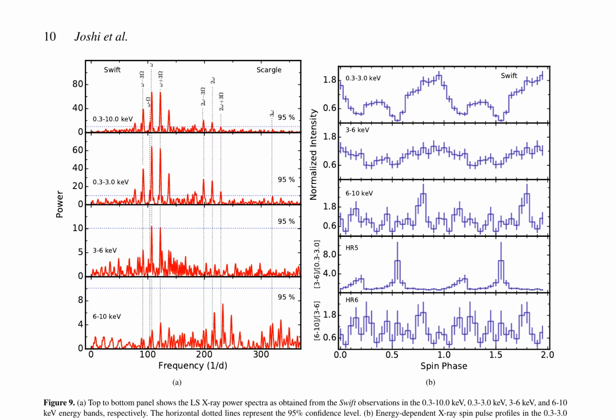The energy-dependent periodic variations in the X-ray emission of IGR J15094 are investigated using Swift observations. The Lomb-Scargle X-ray power spectra in the 0.3-10.0 keV, 0.3-3.0 keV, 3-6 keV, and 6-10 keV energy bands exhibit several periodic features, including omega minus 3 Omega, omega plus 3 Omega, 2 omega minus 3 Omega, 2 omega, 2 omega plus 3 Omega, and 3 omega.